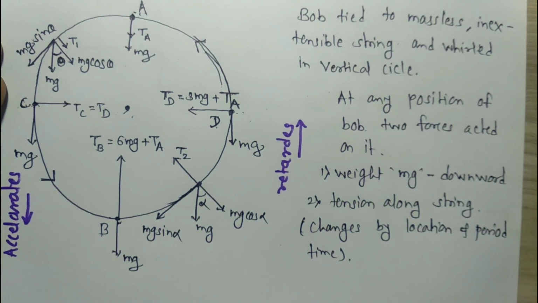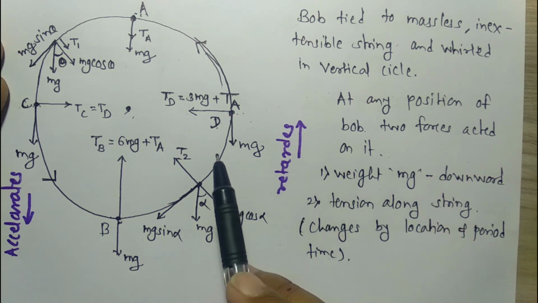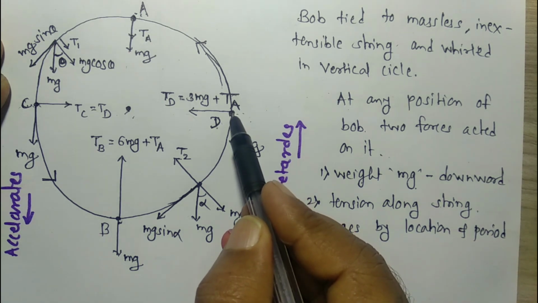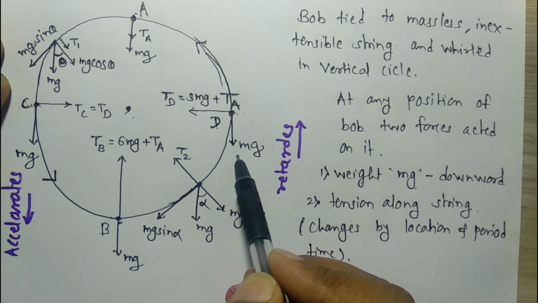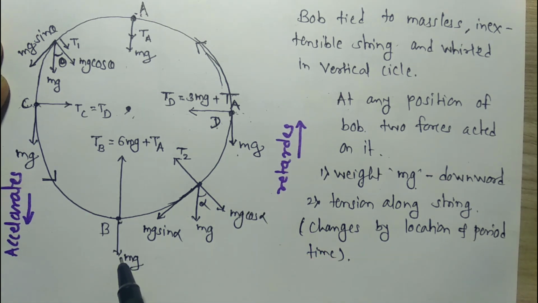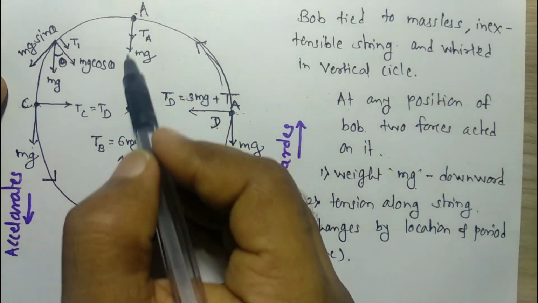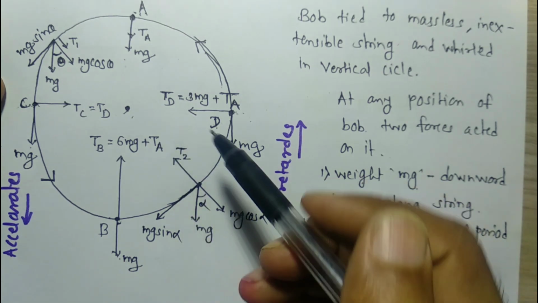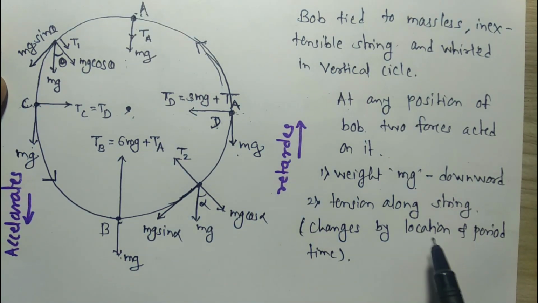And at any position of the bob, two forces act on it: the weight mg, which acts in the downward direction. At point D it acts downward, at B downward, at C downward, at A downward. That means weight acts at any position in the downward direction, and the tension along the string is different at a location and a period of time.